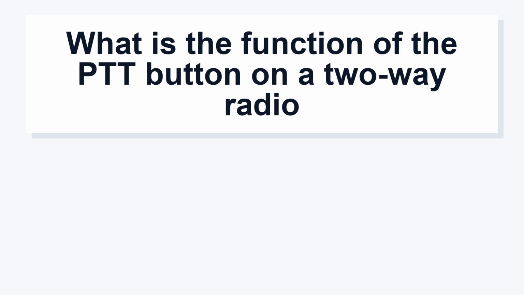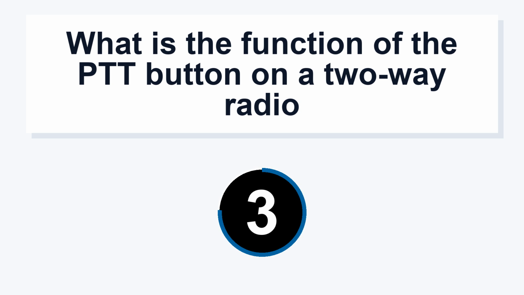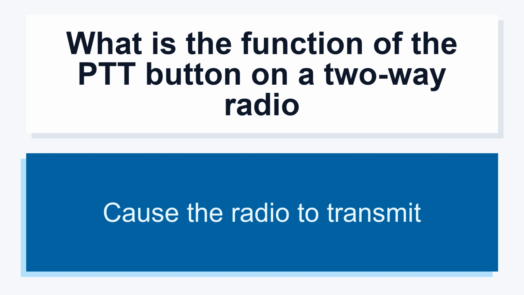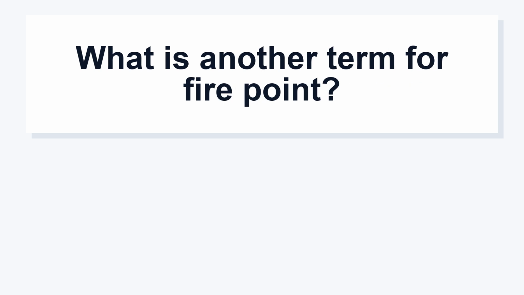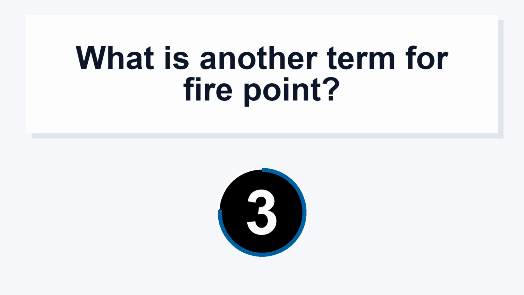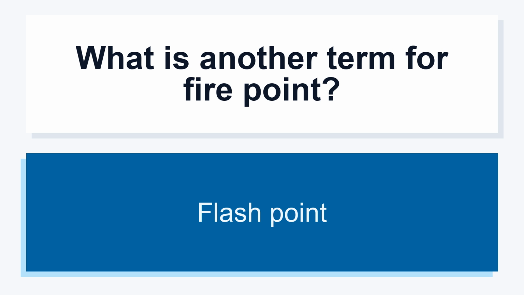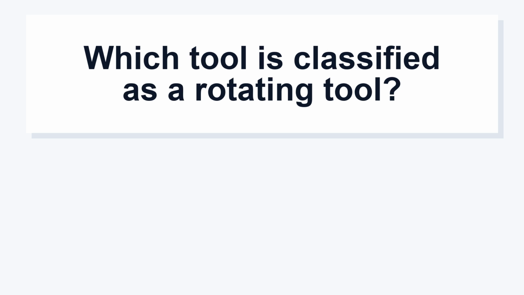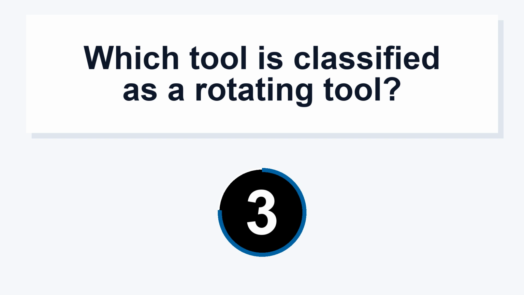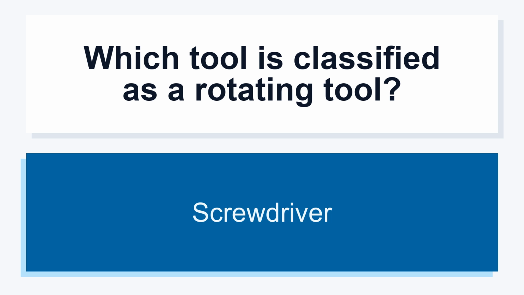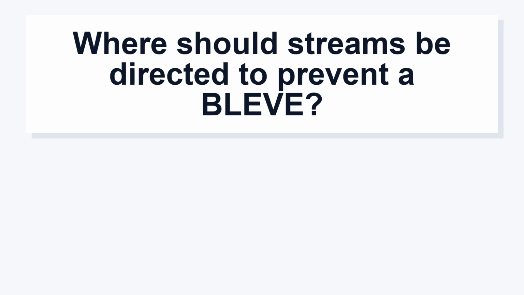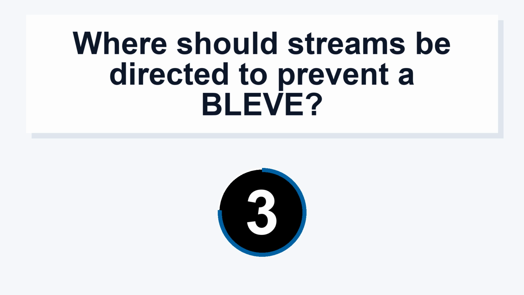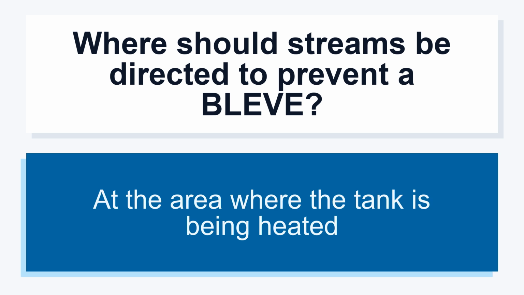What is the function of the PTT button on a two-way radio? Cause the radio to transmit. What is another term for fire point? Flashpoint. Which tool is classified as a rotating tool? Screwdriver. Where should streams be directed to prevent a BLEVE? At the area where the tank is being heated.